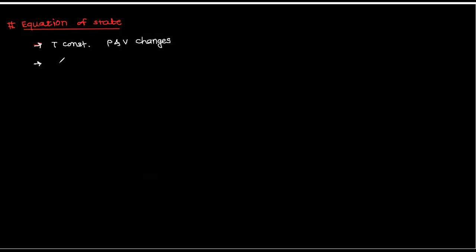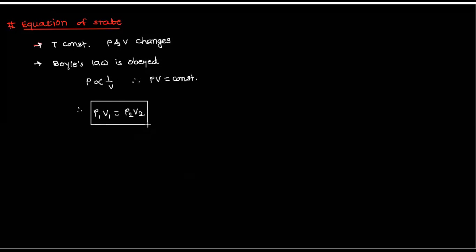Next point, in this process, which law is going to be obeyed? Boyle's law, right? Boyle's law is obeyed. So what is Boyle's law? Pressure is inversely proportional to volume, and therefore PV is equal to constant. Right? PV is equal to constant, and therefore the equation of state will be P1 V1 is equal to P2 V2 for an isothermal process. This is your equation of state in the isothermal process.